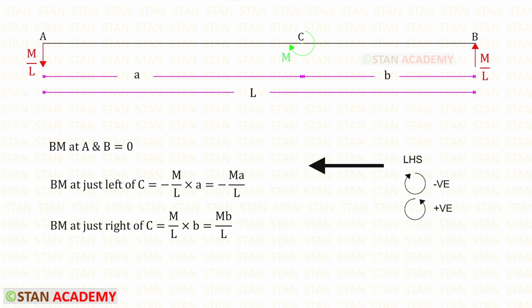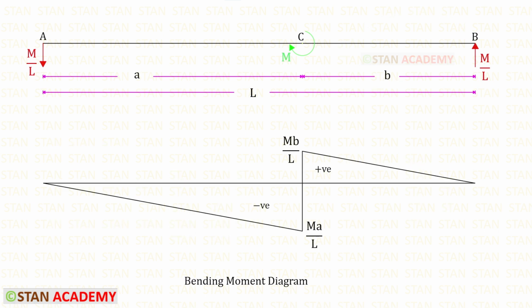Alternatively, using the left hand side rule, we can easily find the moment at just right of C. RB is acting in the anticlockwise direction, so it will be positive and the distance is B. So we will get MB upon L. Here you can see the bending moment diagram.